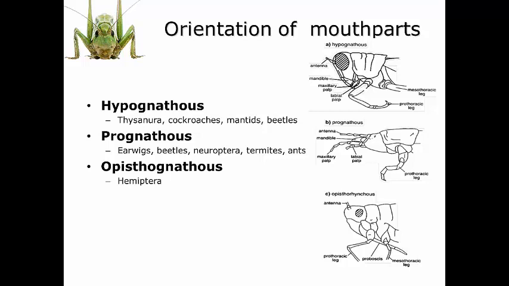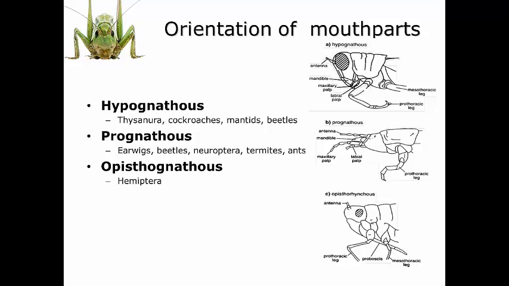The second orientation is the prognathous mouth parts. So these are directed forward. So if you look at this drawing right here, you can see this forward direction of the mouth parts. They're very common in carnivorous groups, groups that have to actively pursue their prey. We see this in things like earwigs, like larval lacewings, beetles, termite soldiers, and in ants.